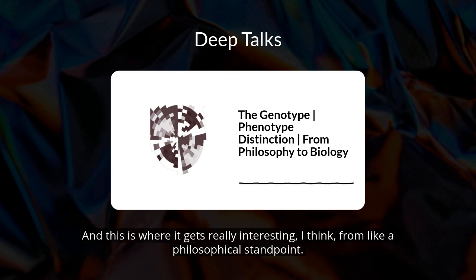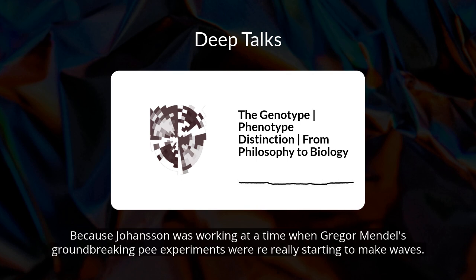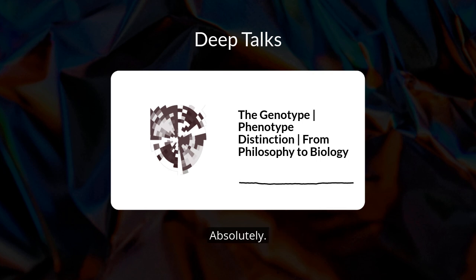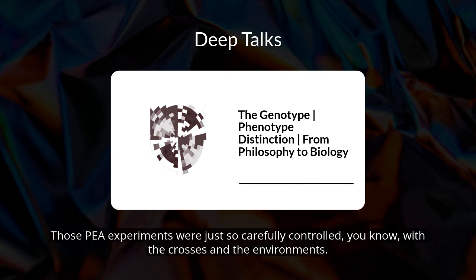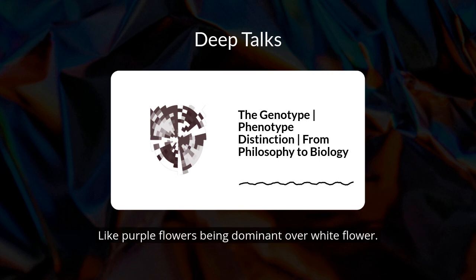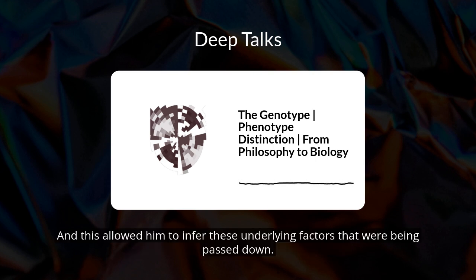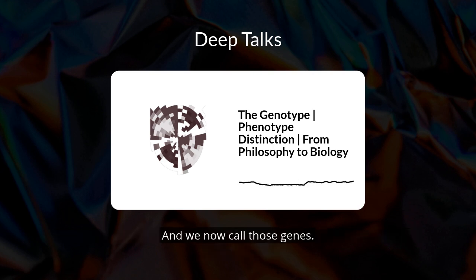And this is where it gets really interesting, I think, from a philosophical standpoint. Because Johannsen was working at a time when Gregor Mendel's groundbreaking pea experiments were really starting to make waves in the scientific community. Absolutely. Those pea experiments were just so carefully controlled, with the crosses and the environments. Mendel's pea experiments were all about dominant and recessive traits, right? Like purple flowers being dominant over white flowers. Exactly. And so by controlling which plants reproduced, he could predict what characteristics their offspring would have. Right. And this allowed him to infer these underlying factors that were being passed down. And we now call those genes.